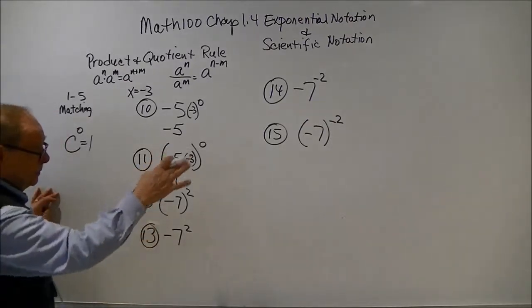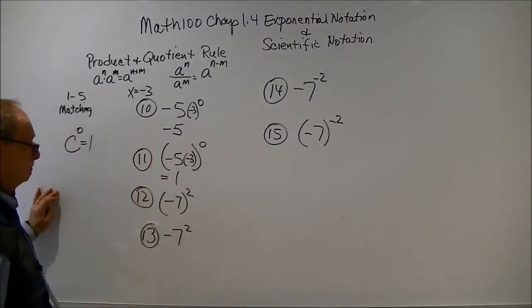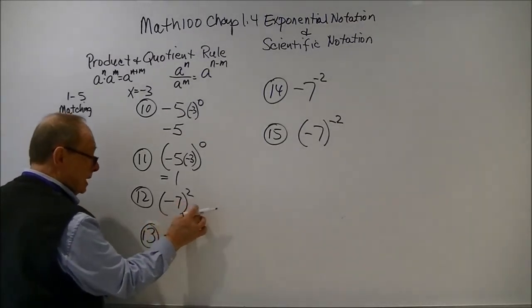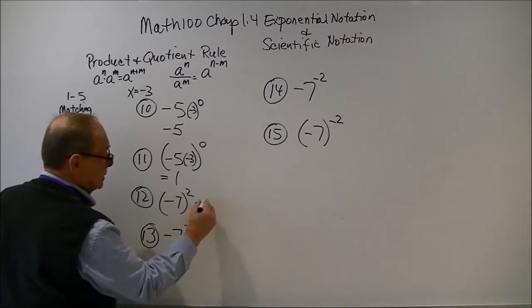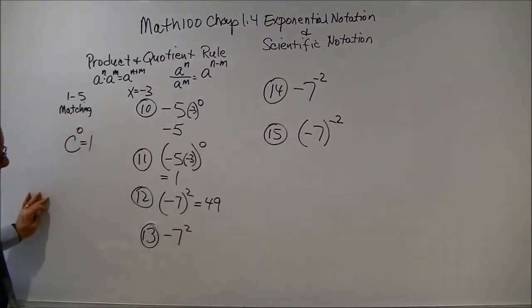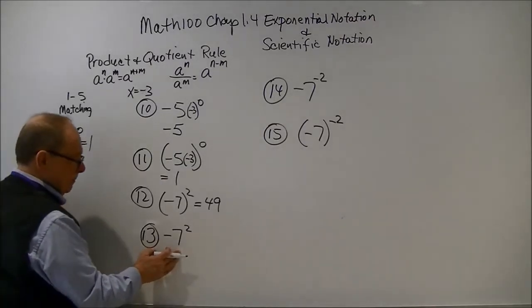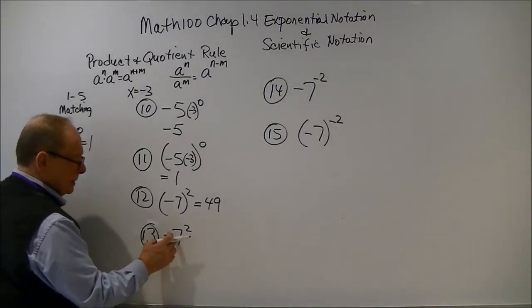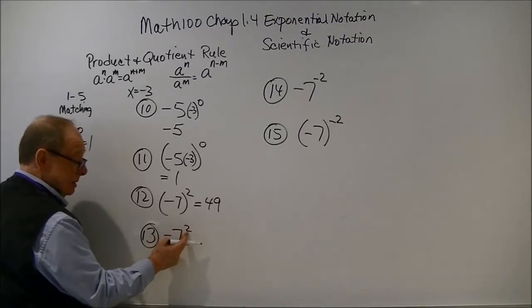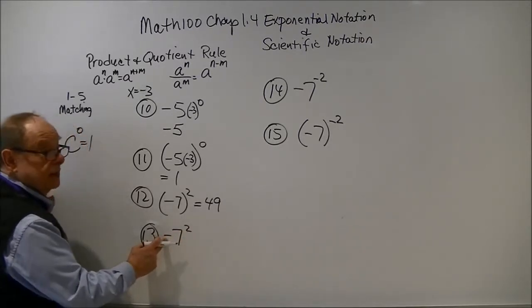Now, for these next few, they want us to simplify. Keep in mind this is negative 7 times negative 7. That's going to be a positive 49. This one's a little tricky because this is 7 times 7. Then we apply the negative.